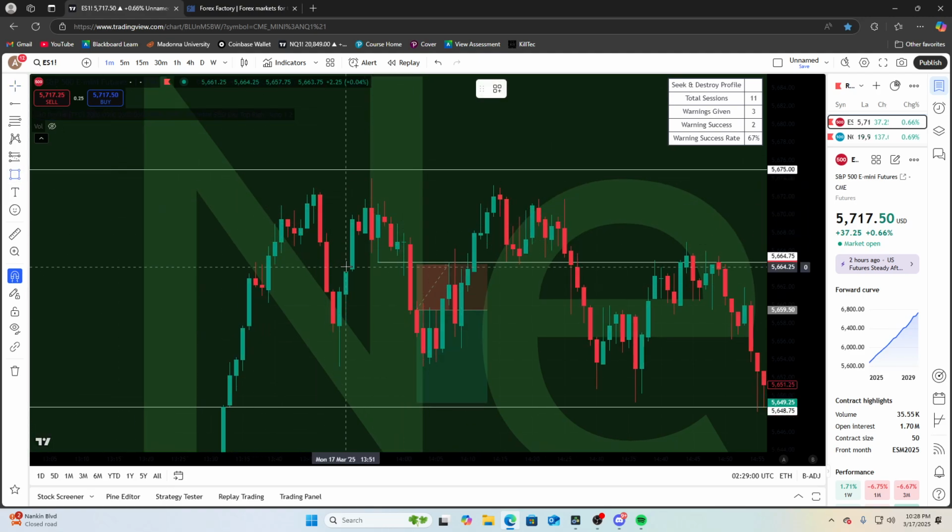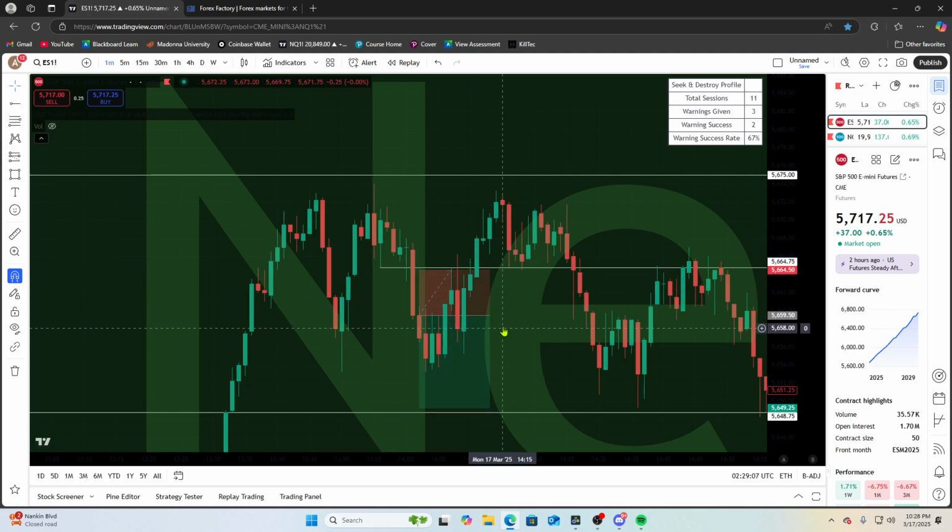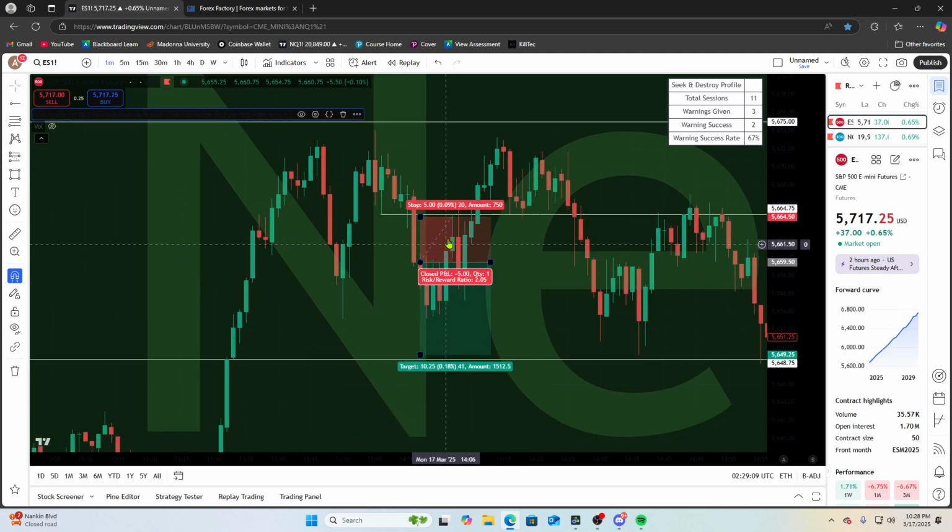We had an inverse fair value gap. So we had this bullish fair value gap that we left here, and we got a complete closure below this. And then we also got a break of structure to the downside, market structure shift, whatever. So this was enough confluence for me to enter.